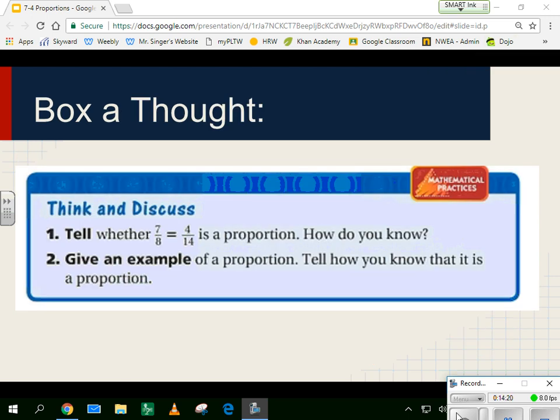All right, so go ahead and work on these 2 box of thought problems. The second one, you can use any proportion you make. You just have to be able to give the example and then tell how you know that it's an actual proportion. You have to explain to me how you can check your work.